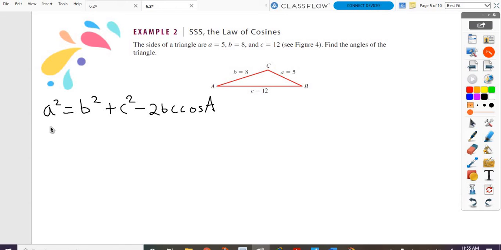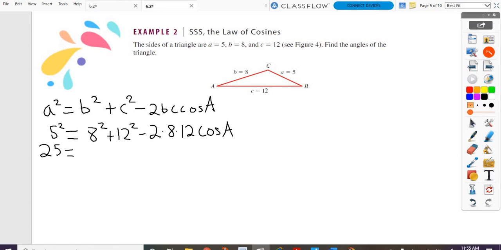So our A is going to be 5 squared equals 8 squared plus 12 squared minus 2 times 8 times 12 cosine of big A. 5 squared gives us 25. What is 8 squared plus 12 squared? 208. And then 16 times 12.